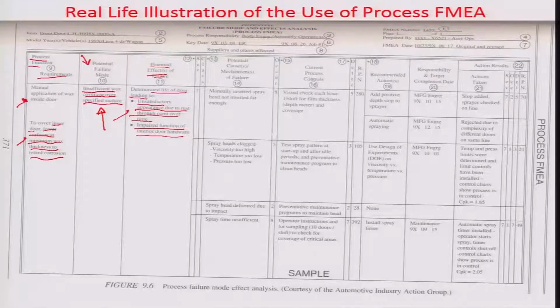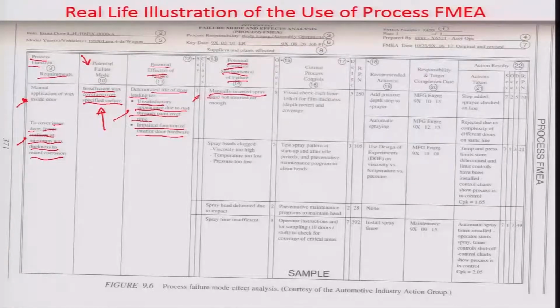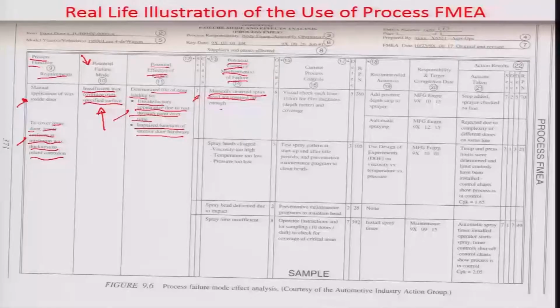So here, after looking at several different defects or a group of different failure modes, a quality engineer analyzes the severity of this particular defect, and rates it 7 on a scale of 1 to 10 as compared to the other defects which are probably around. Then he tries to understand the potential causes of why this failure is happening on the line by doing a line study, and he finds there are multiple causes. One is that the manually inserted spray head, which is supposed to spray the wax on the door interior, is not inserted far enough to go to the right depth where the wax needs to be sprayed.